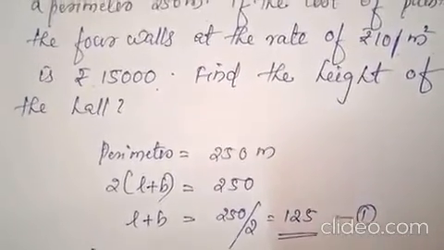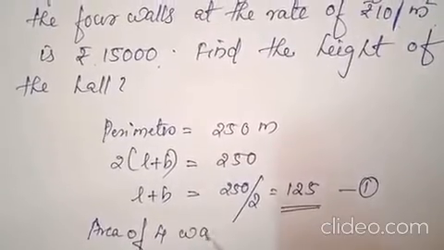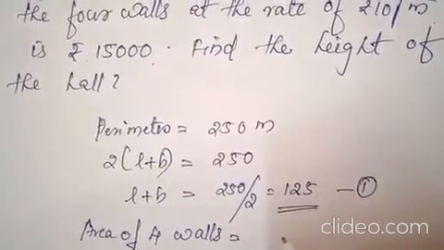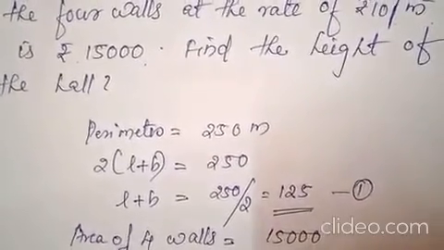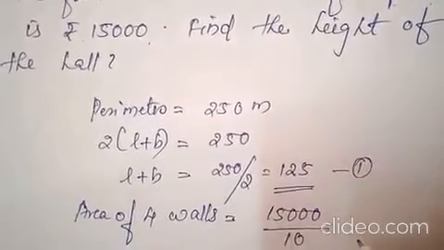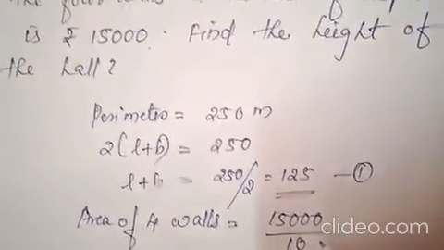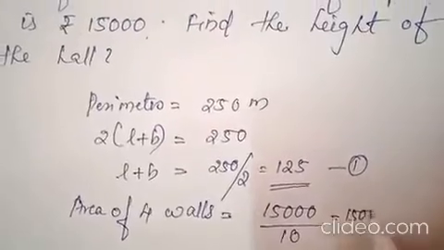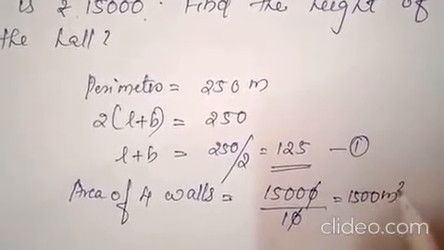Second one, area of four walls equals, they are given here, four walls is 15,000 by 10. Rupees 10 per meter square is rupees 15,000. So we have to divide. So we will get 1,000. Cutting this one, we will get 1,500 meter square. Got it?